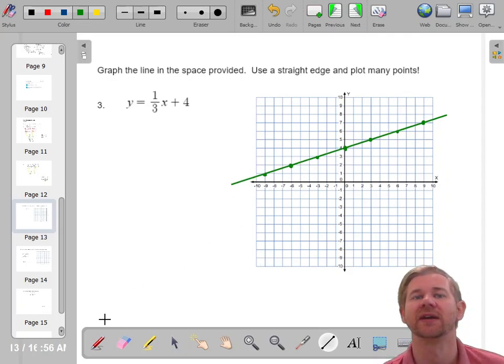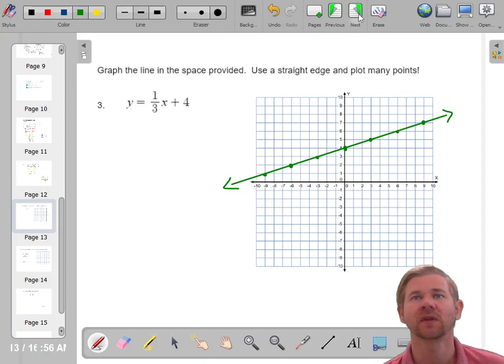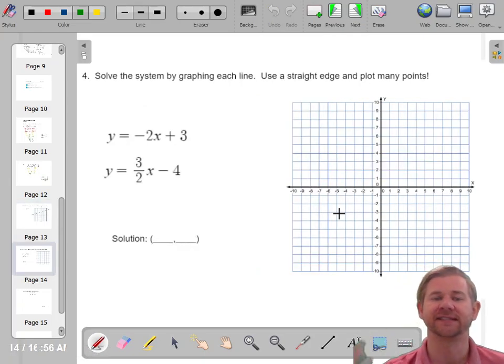There you go. Okay? So that is your line. You can see again, the y-intercept is 4, and the rise over run is 1/3. I use a straight edge and I plot many points. Nice. What if you are asked to solve a system like that?